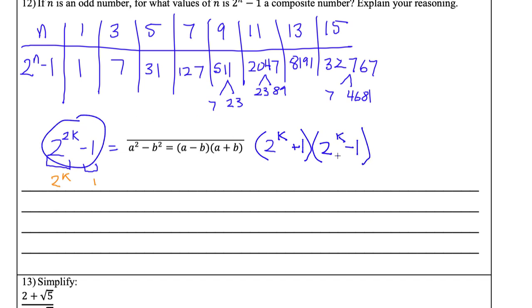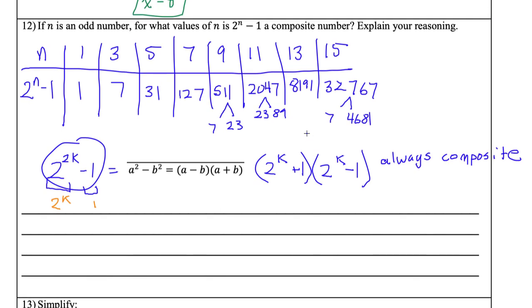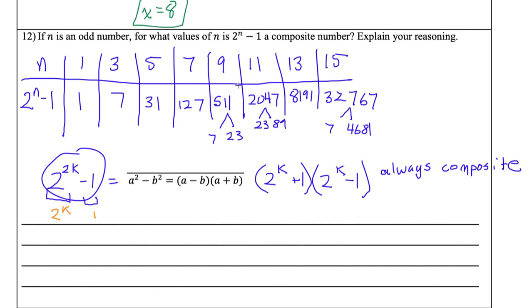This will always be something times something else, which means it will always be composite. Always composite, because you can always factor it. It's always going to be a difference of squares, and you can always factor it. So the answer here is basically every single number aside from, I think, 2 probably doesn't work. So all values except for the initial value.